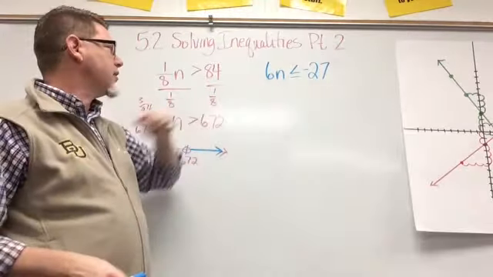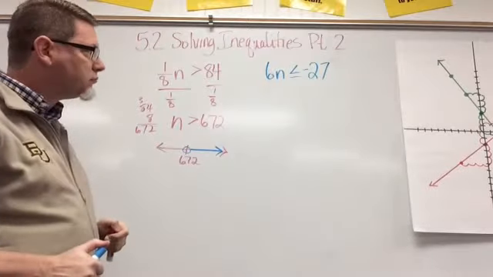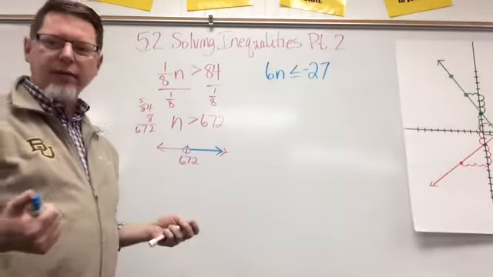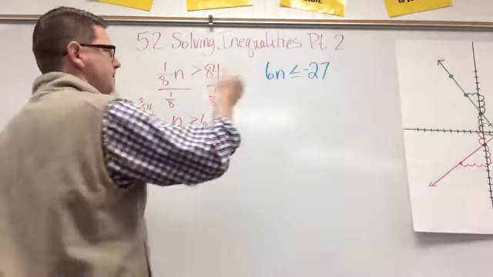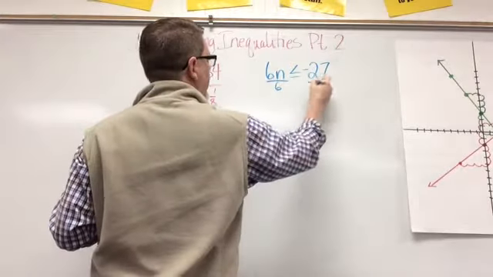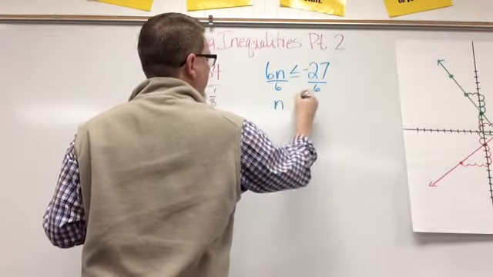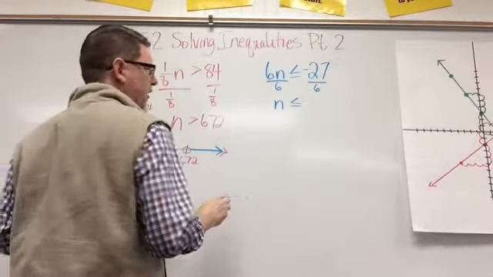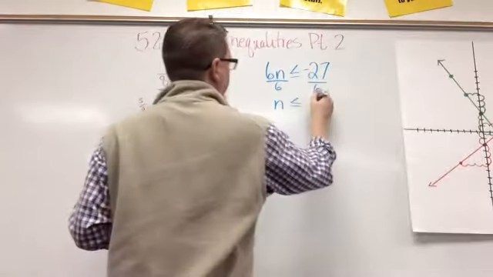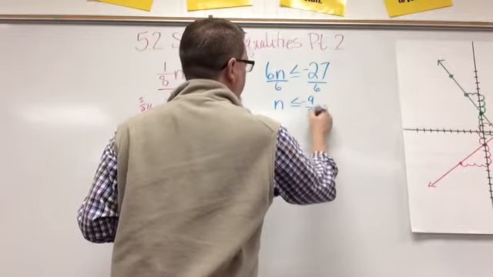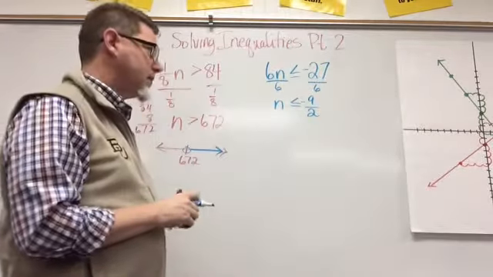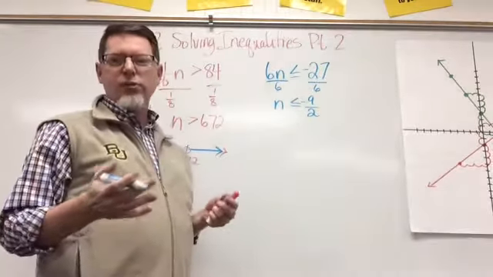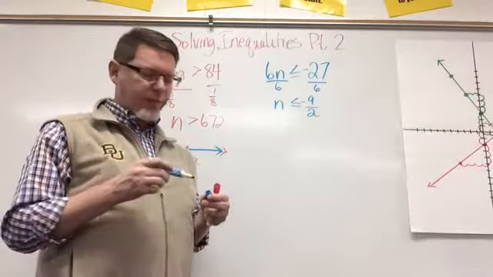So let's go to this other one over here. 6n is greater than or equal to negative 27. So I have to divide both sides by 6. So n is greater than or equal to negative 27 over 6. That simplifies down. I can divide both by 3. That simplifies down to negative 9 over 2. And we know that negative 9 over 2 is, well, it's negative 4.5.